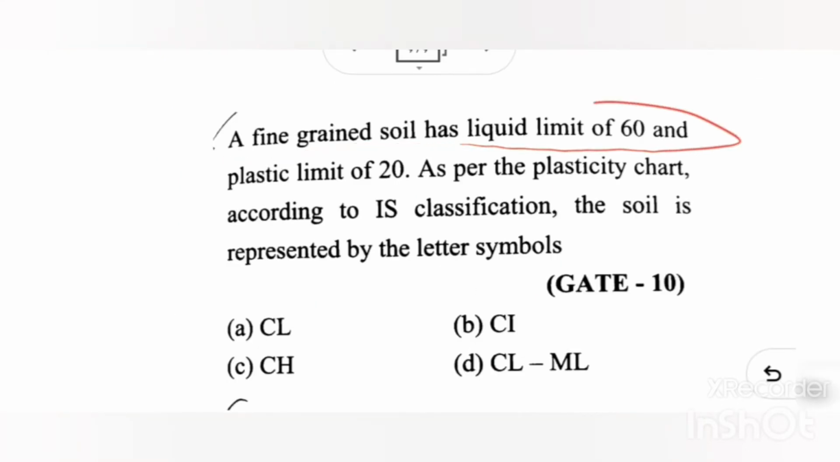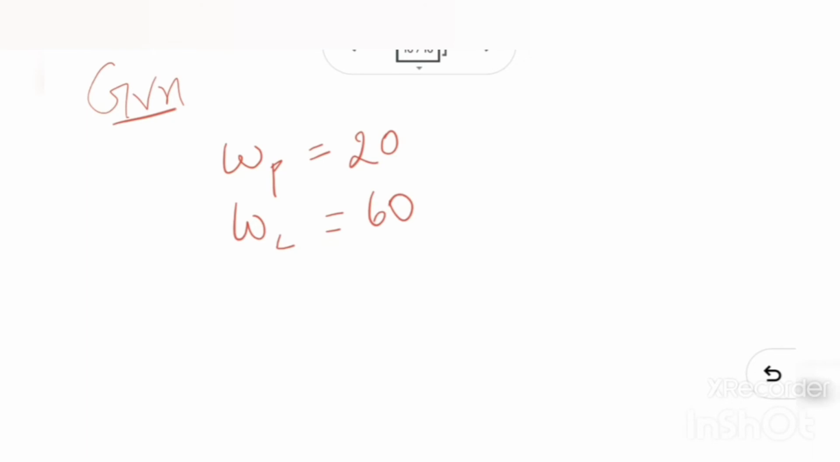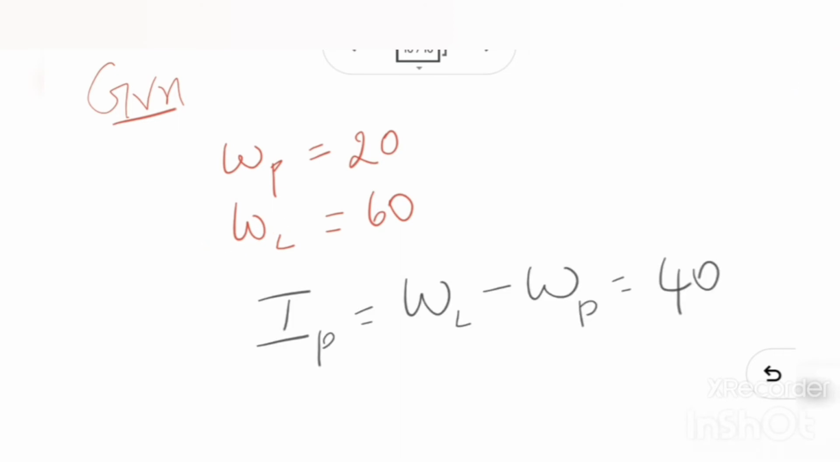Soil has liquid limit 60 and plastic limit 20. As per the plasticity chart, according to IS classification, the soil is represented by the letter symbols. The given data for the soil is WP, plastic limit, and liquid limit. We need to take help of the plasticity chart. So before going to that plasticity chart, we need to locate IP for our soil. So to find IP, the WL minus WP formula is used and it is 40 for our soil.